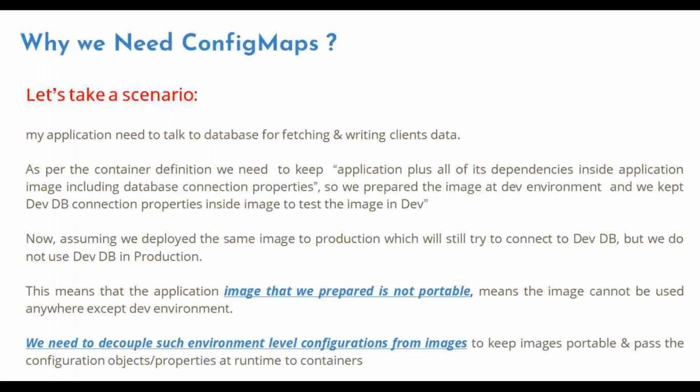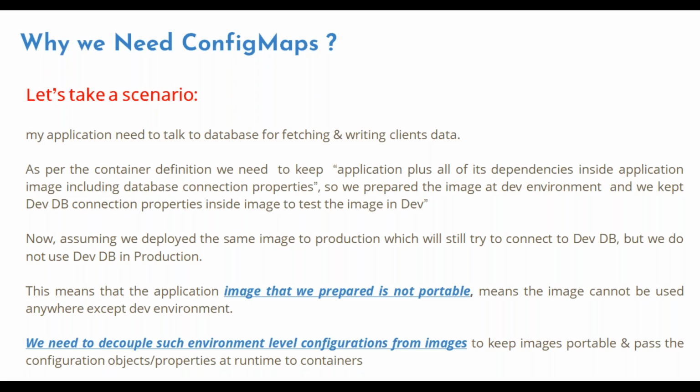So let's proceed, and let's take a scenario to understand Kubernetes config maps. Let's assume that I have my application which needs to talk to a database for writing the client's data. As per the container definition, we need to keep all application dependencies inside the application image itself. By assuming this, I also kept my database connection properties inside the image while preparing the image at the development stage. Now I deployed this image at my development environment and tested, and the containers of my application were working absolutely fine.